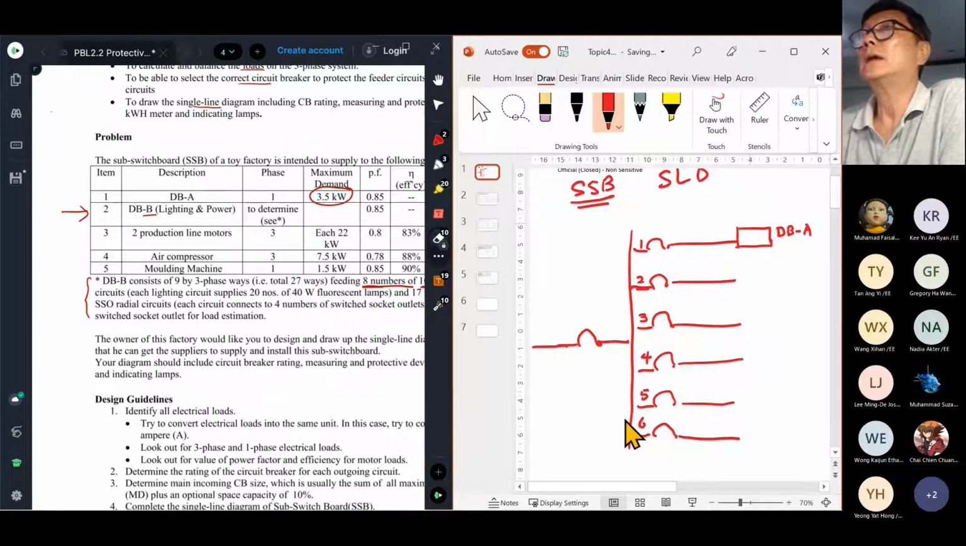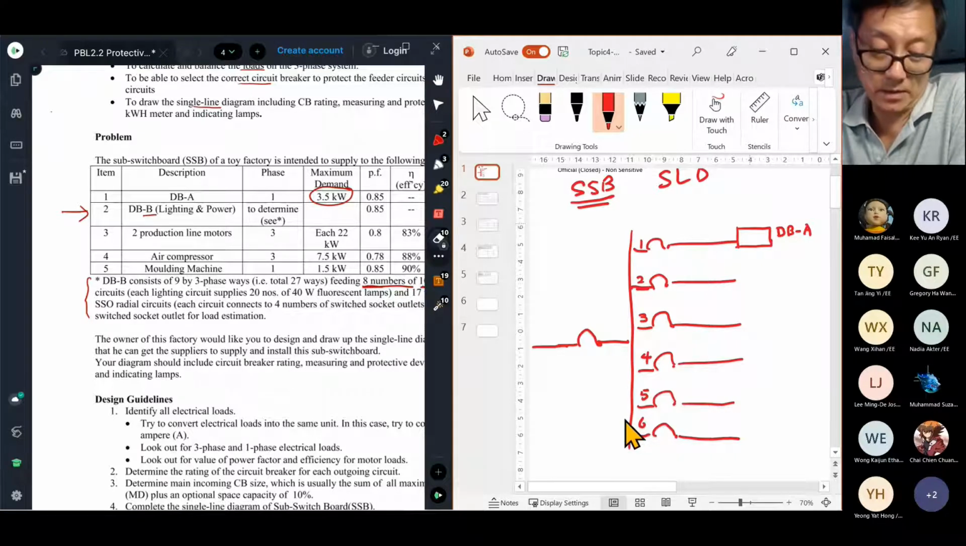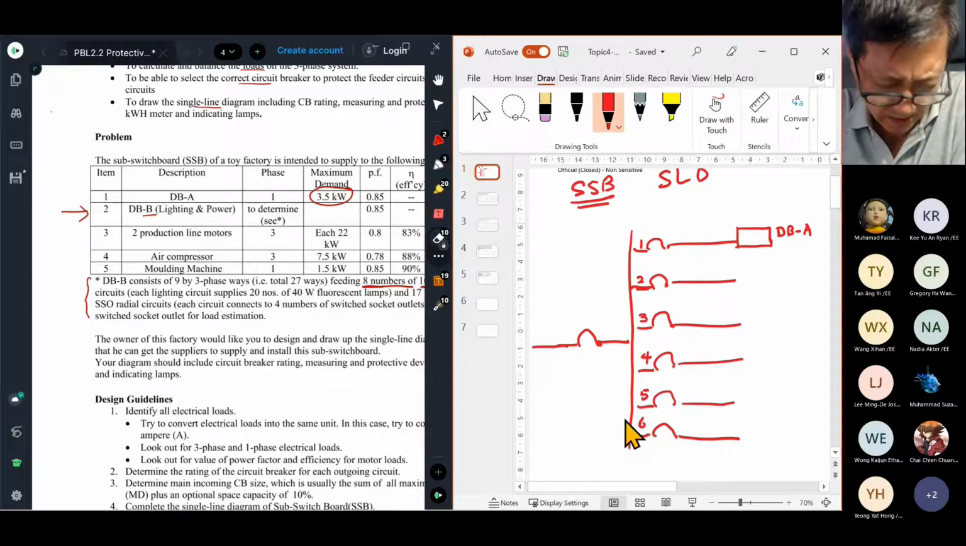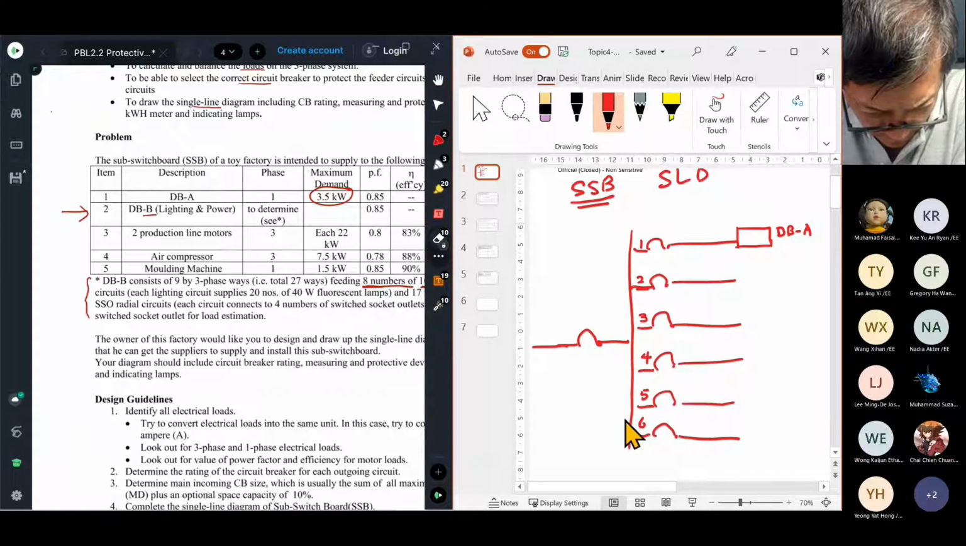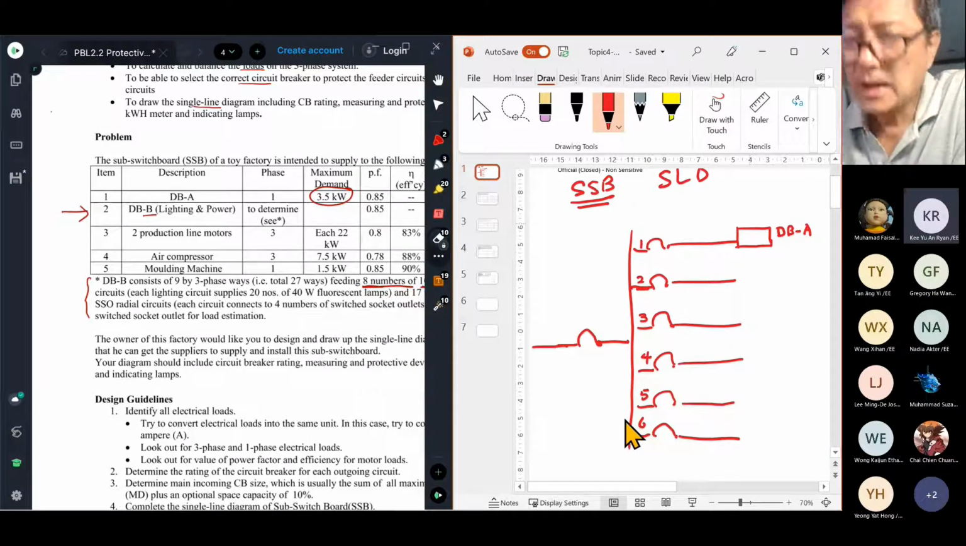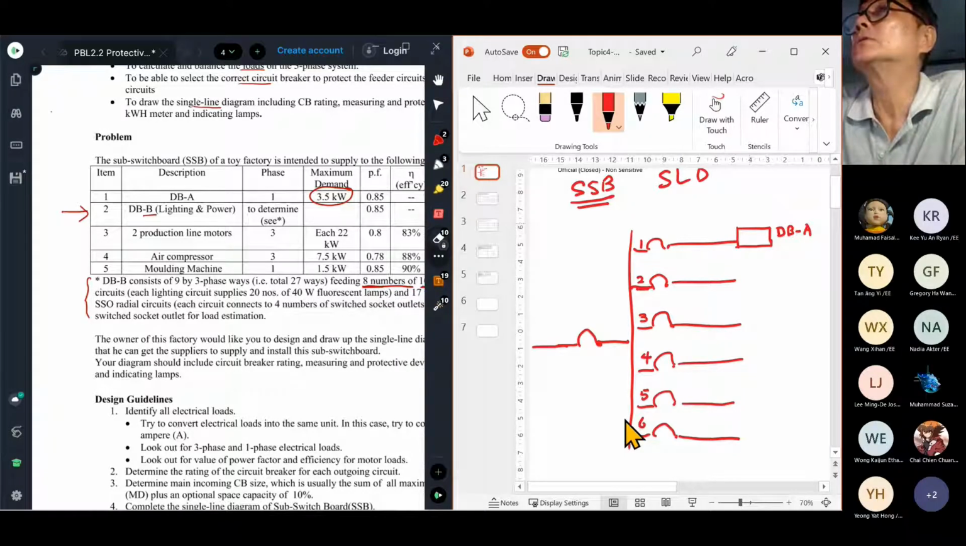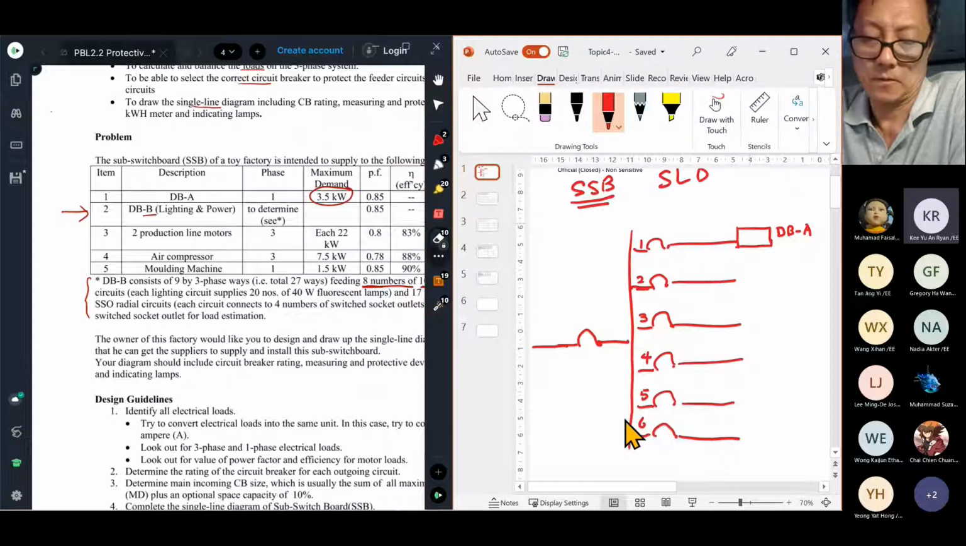All right, then the second circuit is what? Ryan, second circuit is what kind of circuit? At the end of the circuit is connected to what? Sorry, can you repeat yourself, sir? At the end of the circuit for number 2, what is it connected to? What is it connected to?